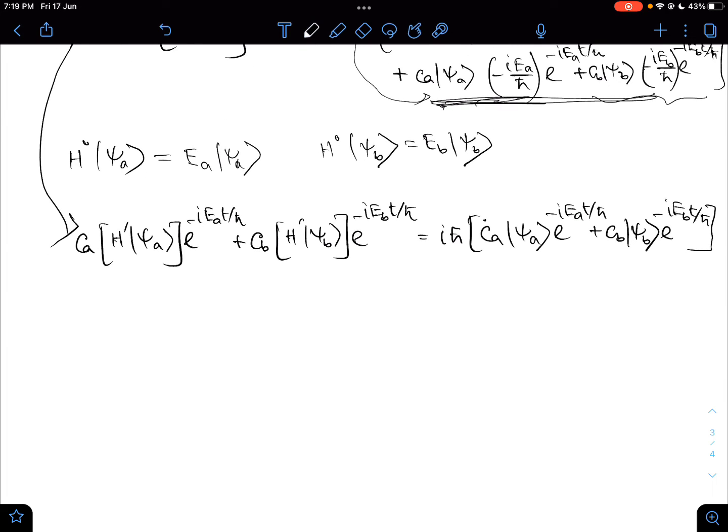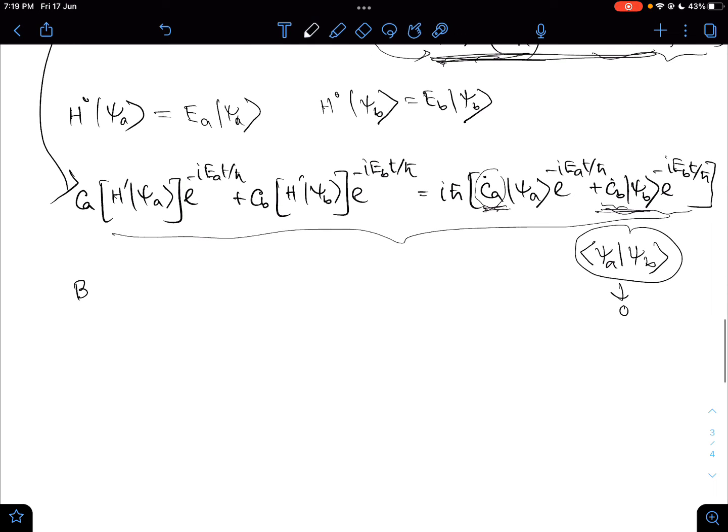So now what is our goal? Our goal is to know the time dependence of this. This will give us how CA will evolve with time. So from this we want to know information about CA dot. So what can we do? Here we can see that we have our psi B. So if we multiply both sides, taking the inner product with psi A, then this term will give us 0 because of orthogonality.